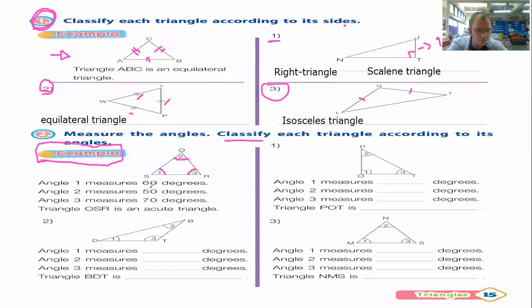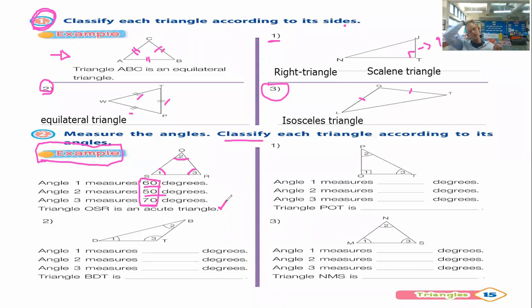So angle 1 we have to measure is 60 degrees, angle 2, 50 degrees, angle 3, 70 degrees. So because of that, we all know that all of these are below 90. So that's why we say it is an acute triangle. It is an acute triangle.